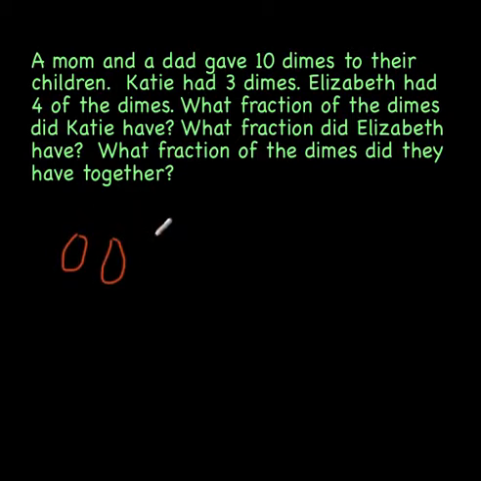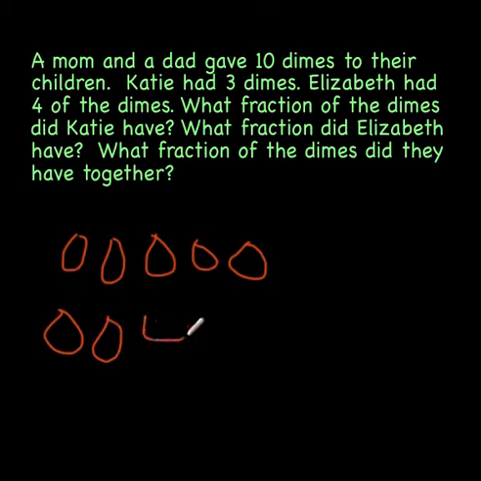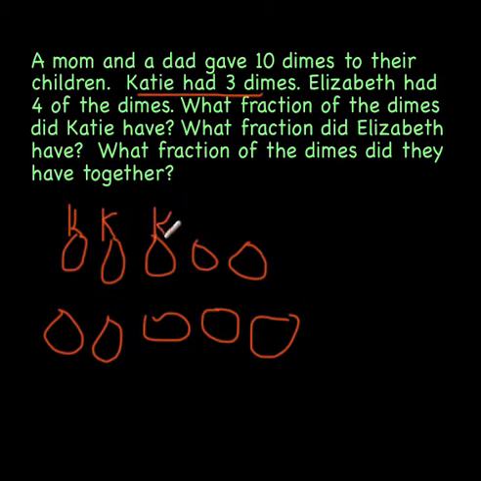1, 2, 3, 4, 5, and pictures are just quick sketches. 6, 7, 8, 9, 10. These represent my 10 dimes. Katie had 3. I'm going to put a little K up here. Here's Katie's dimes. She has this one. Katie is going to have this one. And Katie is going to have this one right here.